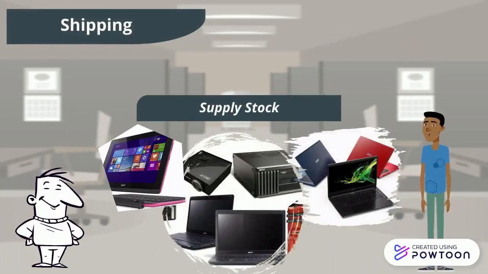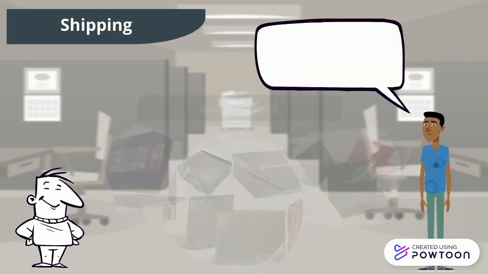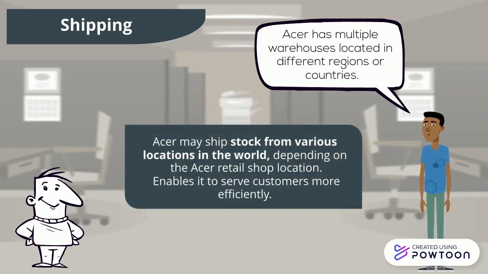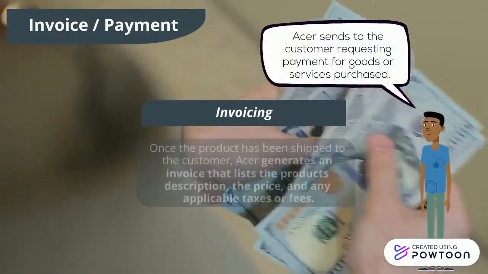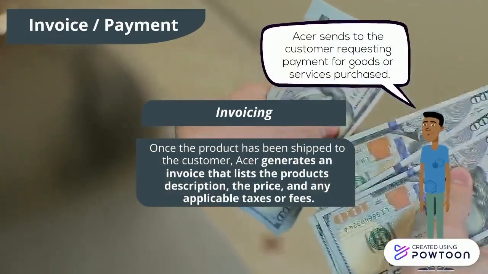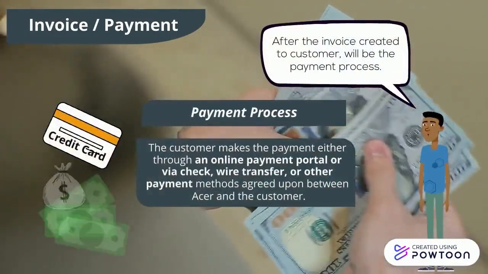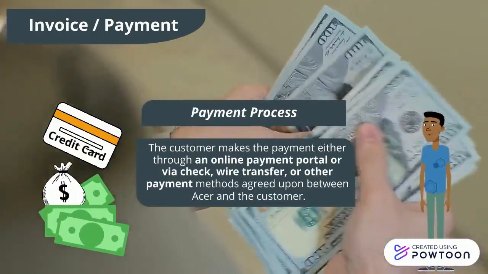Shipping is transporting products from a warehouse to the Acer retail shop. And Acer can ship stock from various locations in the world, depending on the Acer retail shop location. Once the product has been shipped to the customer, Acer generates an invoice that lists the purchase information. For payment, the customer makes the payment to Acer either through an online payment portal or via check, cash, and other methods.